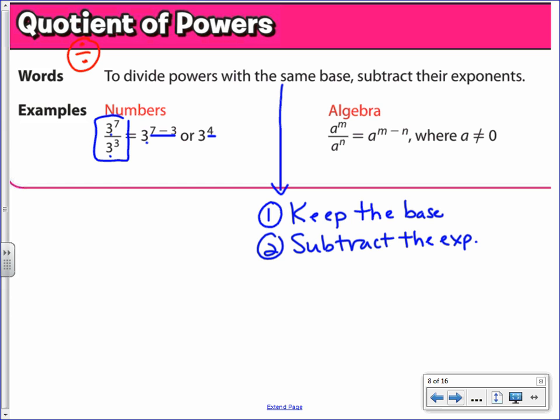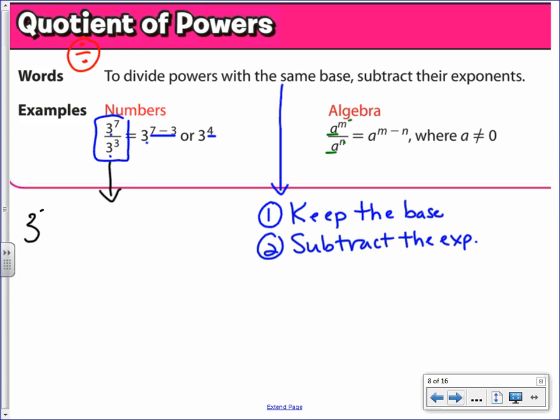Same way over here, algebraically, I have the same base. All I'm going to do is subtract my exponents. Keep the base of a and subtract m minus n. a cannot equal 0 because that will not work. Can't do division by 0. Okay? So let's talk about why this works, or why it looks like what it does.